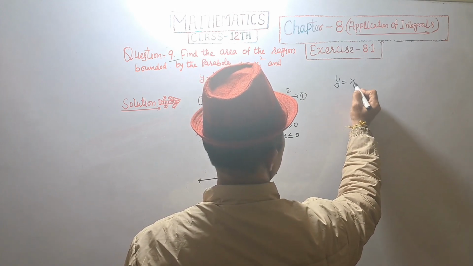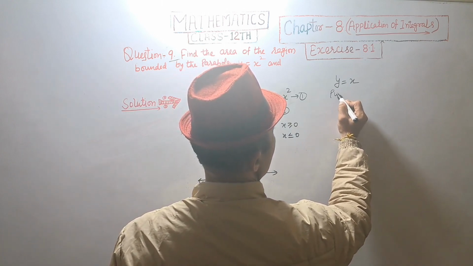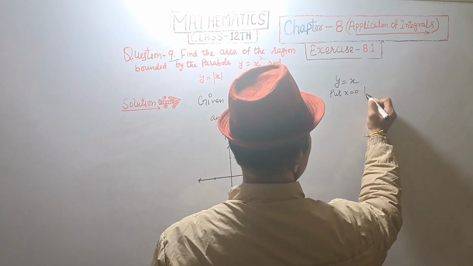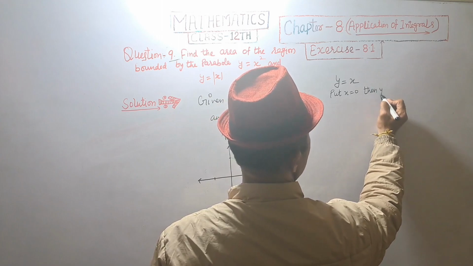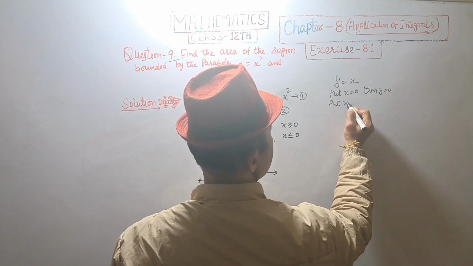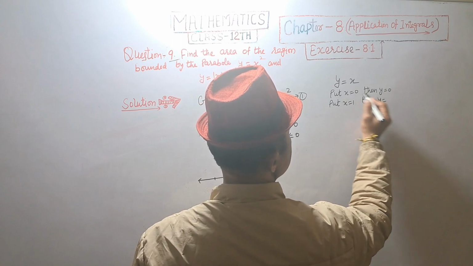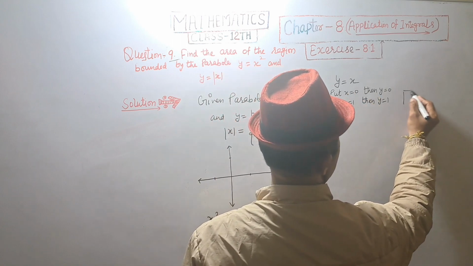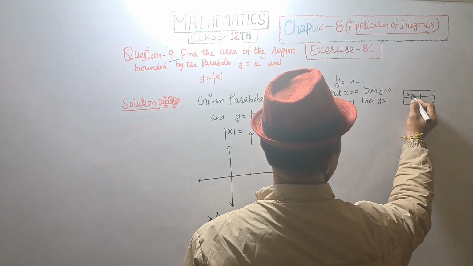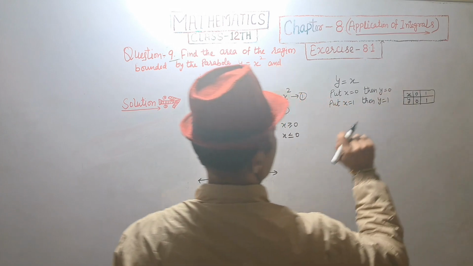y is equal to positive x. Put x is equal to 0, then y is equal to 0. And putting x is equal to 1, then y is equal to 1. So the points x, y are 0, 0 and 1, 1.